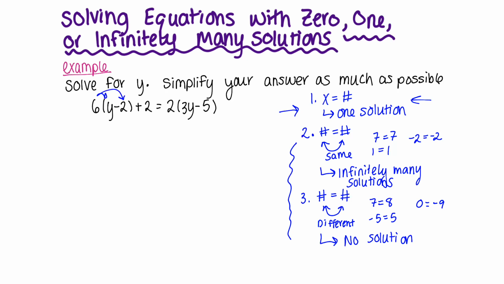So I'm going to distribute on both the places where I can. I'm going to draw a little wall. If you haven't seen my videos, I just do this to keep track of where the equal sign is and make sure I'm doing something on both sides. 6 times y is going to be 6y, minus 6 times 2 is 12. The plus 2 carries down. 2 times 3y is 6y, minus 5 times 2 is 10.